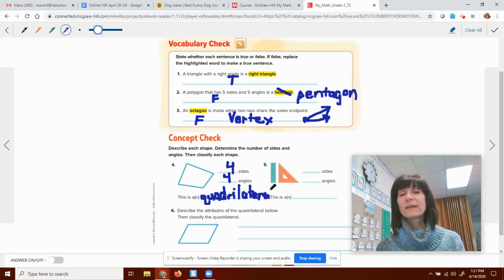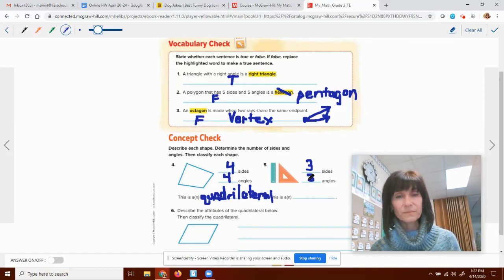On number 5, I'm taking a look at the number of sides, and I have 1, 2, 3 sides, 3 angles. I know then that this particular shape is a triangle.